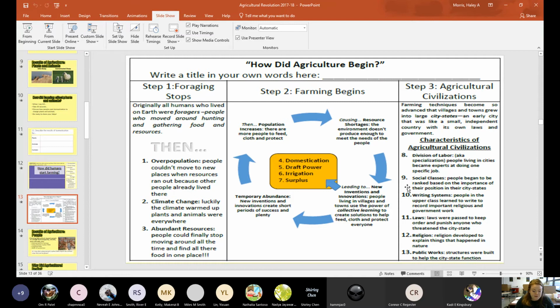A surplus of resources, number 3, is abundant resources. People could finally stop moving around all the time and find all the food in one place. So that's farming. When you stay in one place and grow your food there, that's farming.